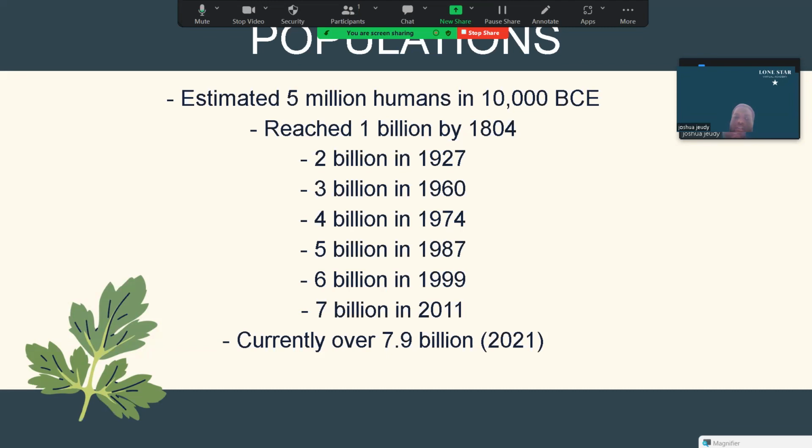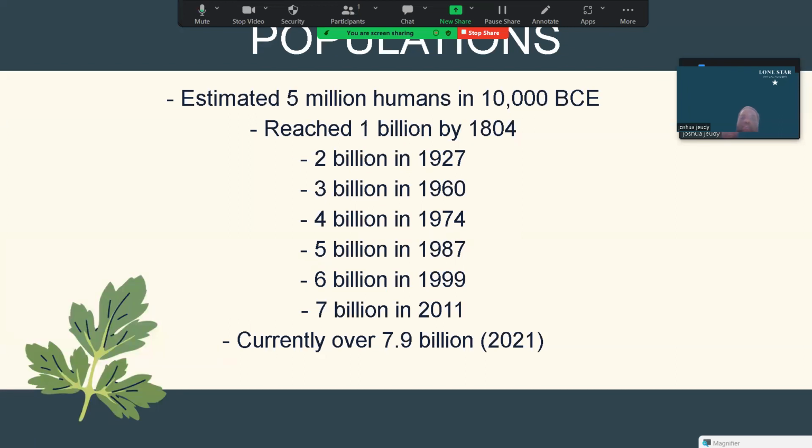So first of all, when it comes to the humans, modern humans pretty much extend historically to about 10,000 years ago. There were about 5 million humans 10,000 years ago. That's not a lot. 5 million is like the population of the city of Houston, Dallas, and San Antonio combined. So it's not a lot of people. And as the centuries go by, the population increases. By the early 1800s, we get to about a billion people.